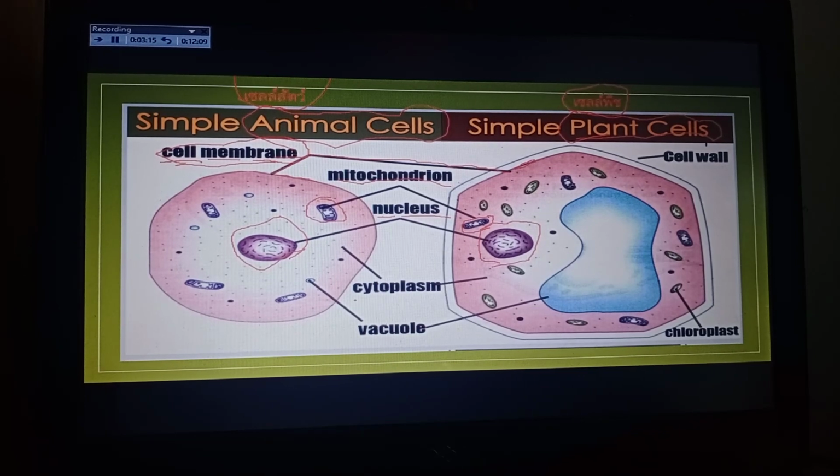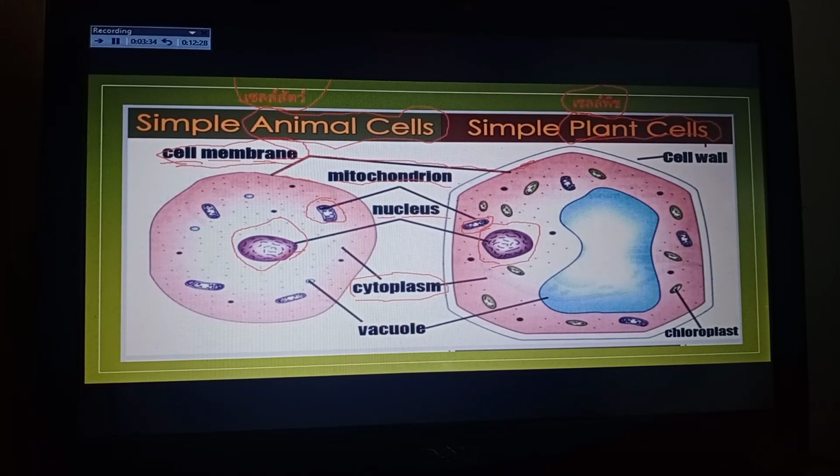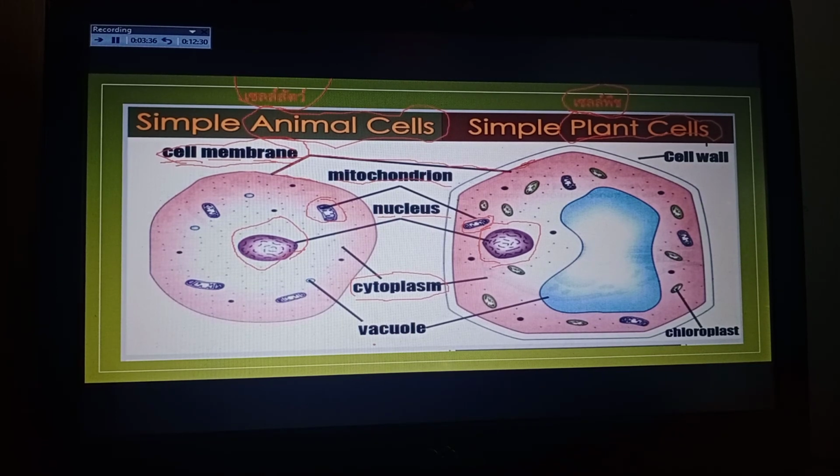Okay, moving on, the fourth one, we have cytoplasm. Cytoplasm is this one, the dots you can see, small dots, yeah? Some of the dots you can't see with your naked eye. Here, the same on your plant cell. So these are what we call cytoplasm. Next, let's move on to your vacuole.